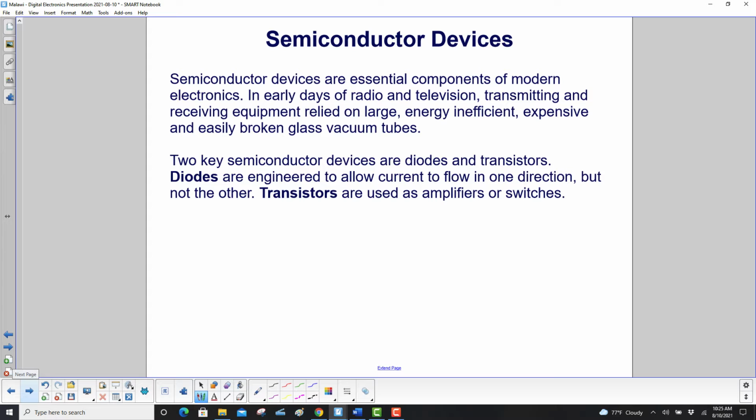Semiconductor devices are essential components of modern electronics. In the early days of radio and television, transmitting and receiving equipment relied on large, energy-inefficient, expensive, and easily broken glass vacuum tubes. Two key semiconductor devices are diodes and transistors. Diodes are engineered to allow current to flow only in one direction, but not the other. Transistors are used as amplifiers or switches.